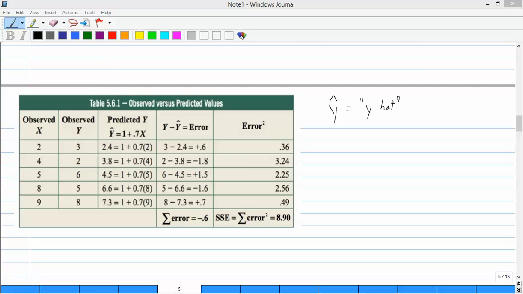So the error is the observed Y minus the predicted Y. That's where this error comes from. Observed, that's the actual data item that's in the set. The observed Y minus the predicted Y.